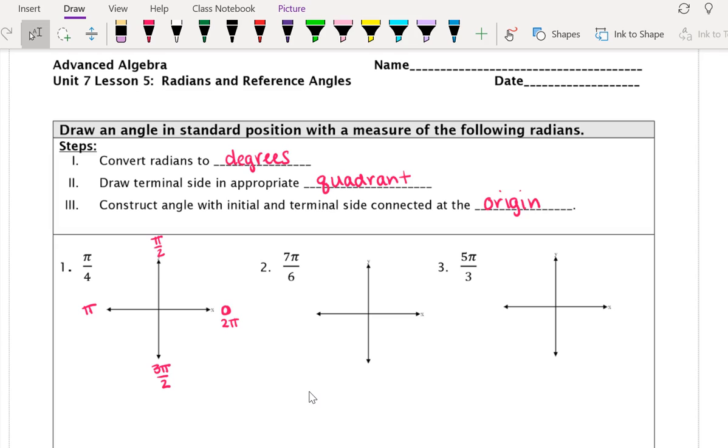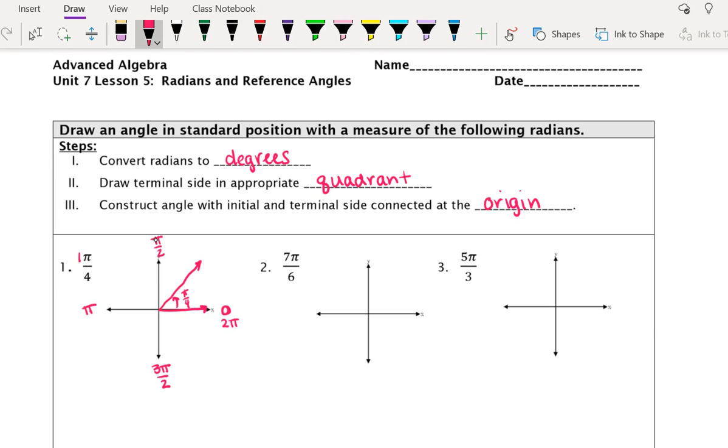Okay, so pi over 4, if this is pi over 2 or half pi, then this is really 1/4 pi. And 1/4 pi is going to be halfway between 0 and 2 pi. So this angle right here is pi over 4. Okay, so we didn't need to convert that one.